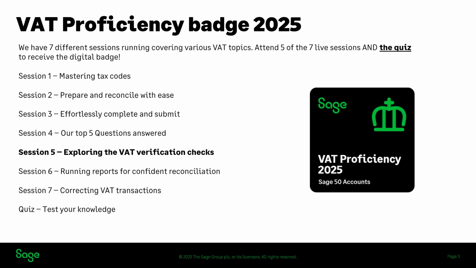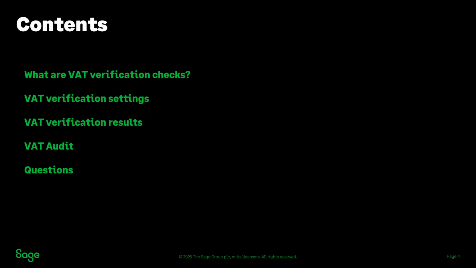Okay, so today we're going to be focusing on exploring the VAT verification checks. So we're going to be going through that in today's session. We'll go down the route of what does that look like. We're going to be covering what the VAT verification checks are and what they mean. We will take a look at the settings and how you can deselect what is not relevant to your business. We'll also talk about the results given by the checks, and then I'll briefly talk about the VAT audit option as well.